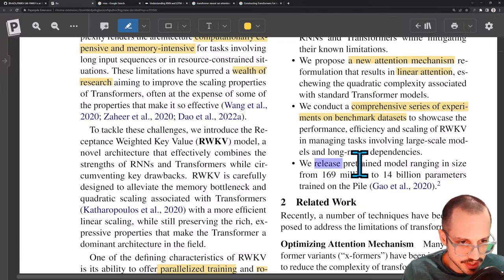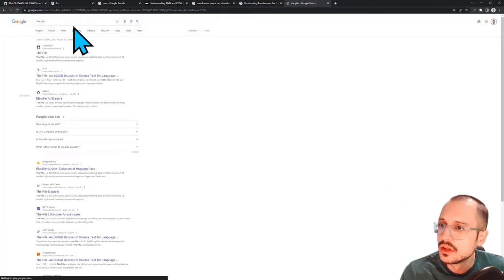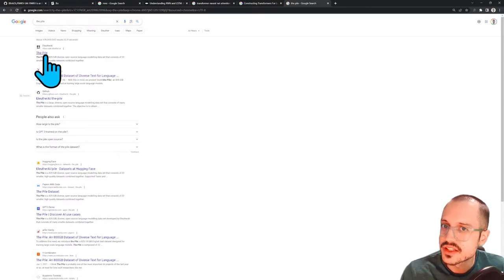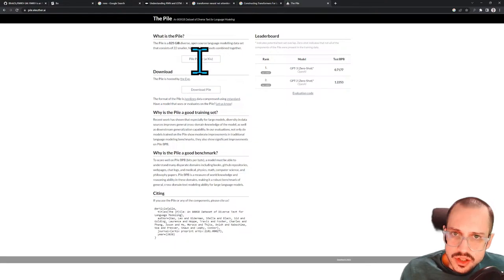and releasing a pre-trained model, and they have a small one of 169 million parameters, and then they have one with 14 billion parameters trained on the pile. So the pile is a big stack of code. The pile. Yeah, this is the Eleuther AI's data set. So it's 825 gigabytes of open source language modeling data set.